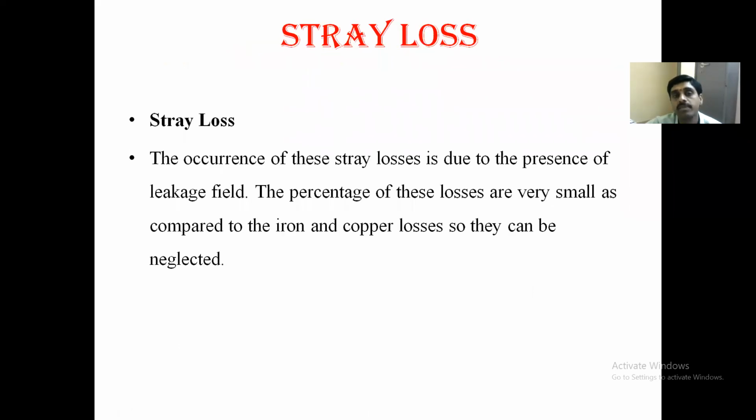So stray loss: the occurrence of stray loss is due to the presence of leakage flux. The percentage of these losses is very small as compared to iron and copper loss. They can be neglected. Generally, we won't talk much about the stray loss. This is because of leakage flux.